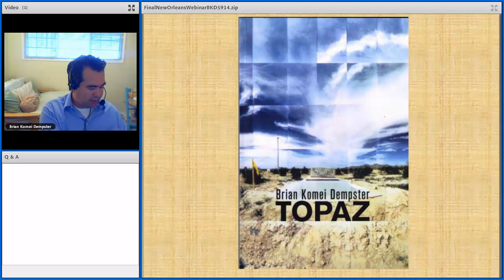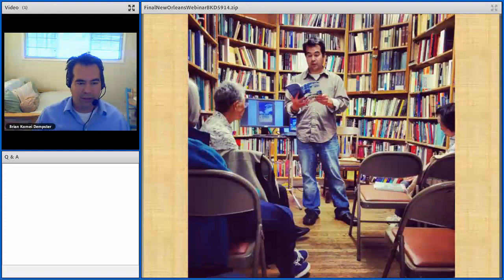Anyway, she does these amazing collages, and it was the perfect representation for my book Topaz, which is obviously named after the Utah camp that was referred to earlier. And the next slide, I thought you would have fun looking at. It's me in action in San Francisco reading my poetry.